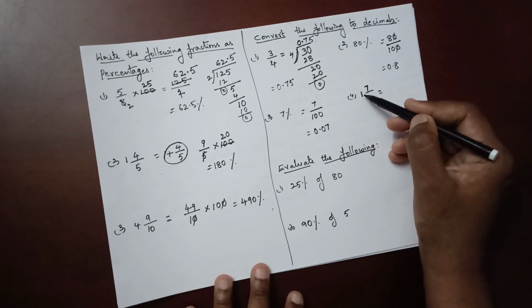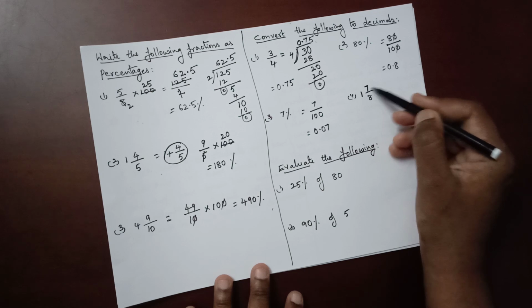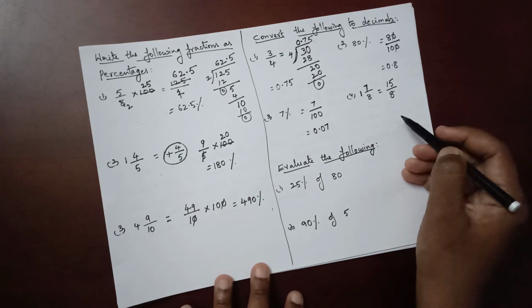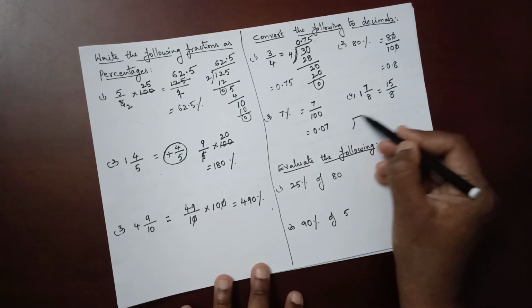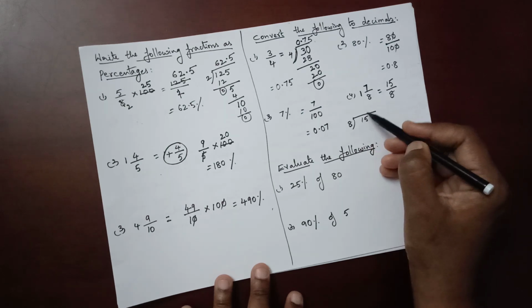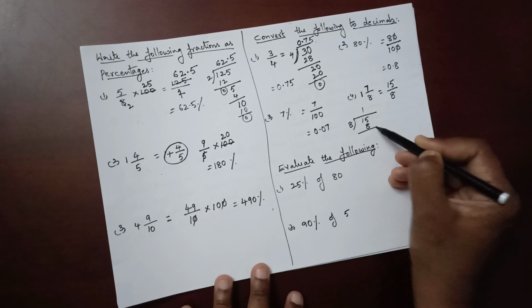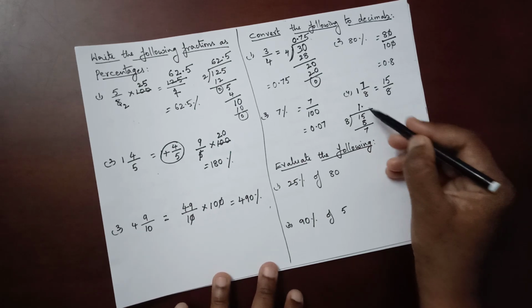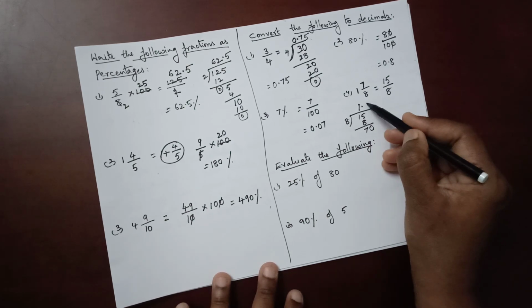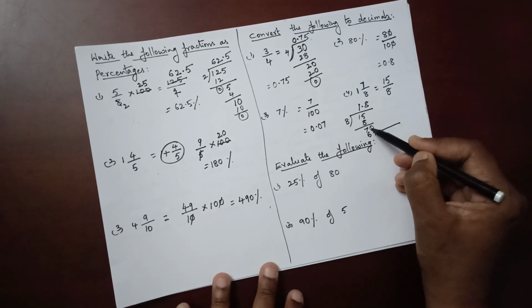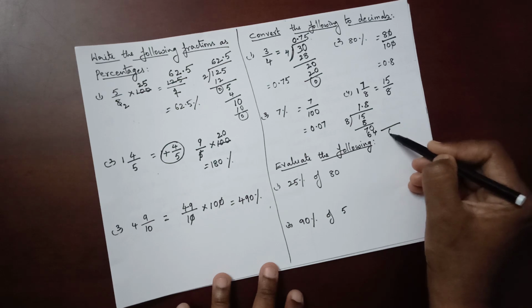8 ones are 8 plus 7, how much? 15. 15 by 8. Now we divide. So 15 and this is 8. How many times? 8 ones are 8. So remainder is 7. So take the help of the decimal point. Put a decimal point. One decimal point means 1 0. So 8 eights are 64. What is the remainder? 70 minus 64 means 6.